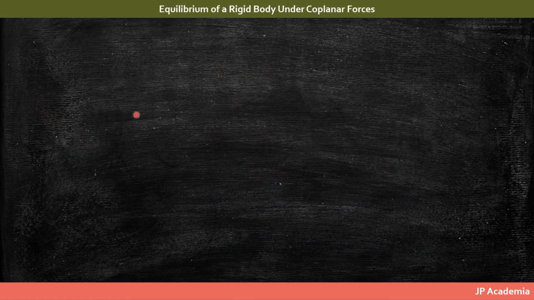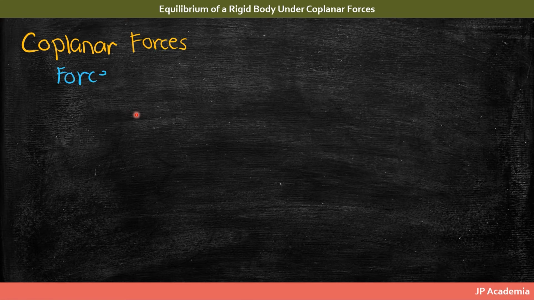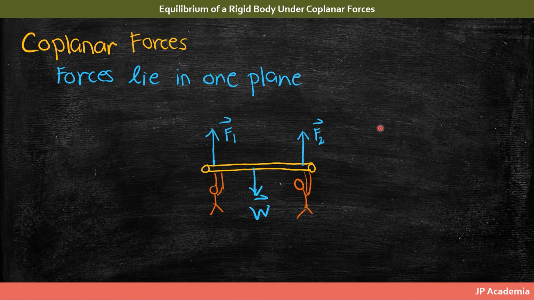Next, we have a scenario wherein forces are not concurrent, but they lie in one plane. These are coplanar forces. An example of this is this illustration. Let's say we have these two people holding a log with a weight W. So this weight W is placed at the middle of our log. Thus, we are exerting upward forces F1 and F2 to balance the weight W.